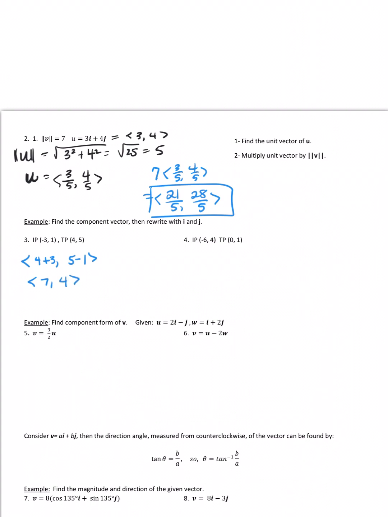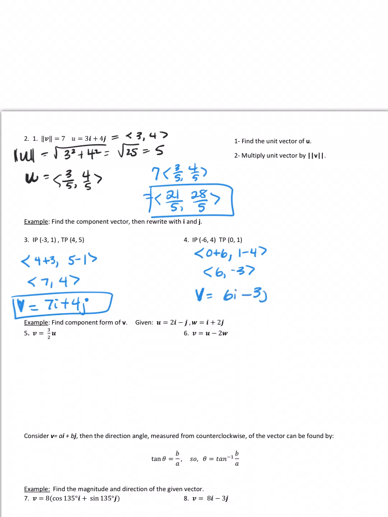And to rewrite it with i and j, remember, this is just going to be 7i plus 4j. The vertical gets the j, the horizontal gets the i. So I would just say v, bold it v out, and there it is, 7i plus 4j. Same idea here. We're going to start with our terminal, 0 minus the 6, so minus the negative makes it plus 6. 1 minus 4 gives me 6, negative 3, right? And then to rewrite that as a linear combination, it's going to be 6i minus 3j. That's all it is.